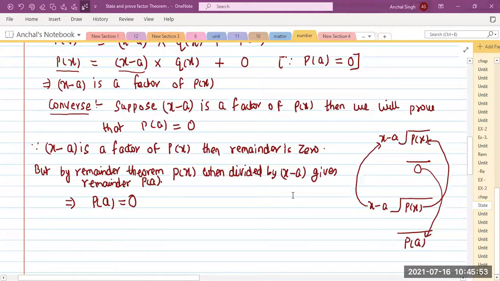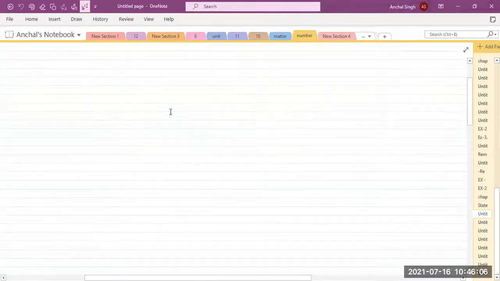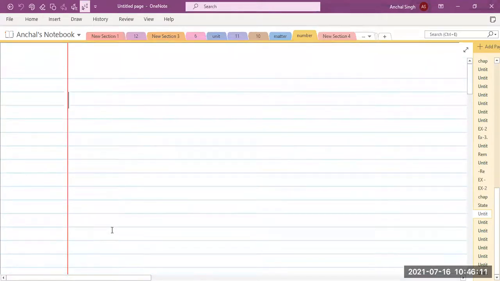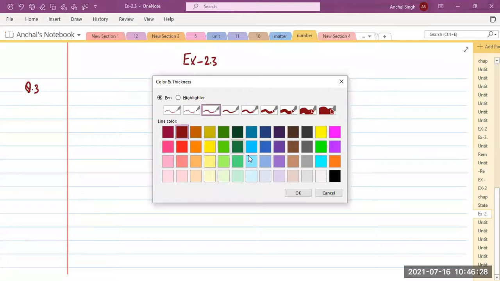So now we will start with question number 3 of exercise 2.3. We are starting from a new page, beta, there isn't much space left in this one. It's better we start from the new page. Okay. So exercise 2.3 question number 3 I'm writing. Let me make it a little lighter, it is too dark.